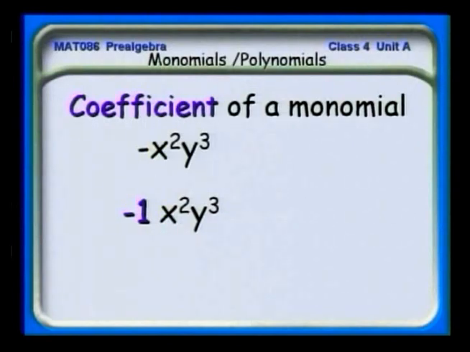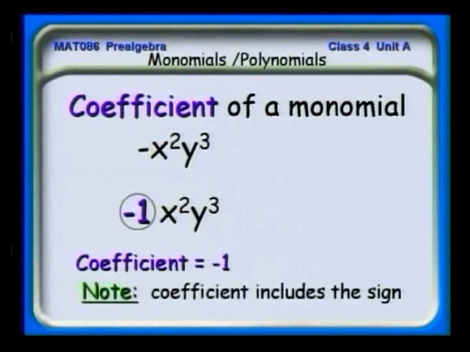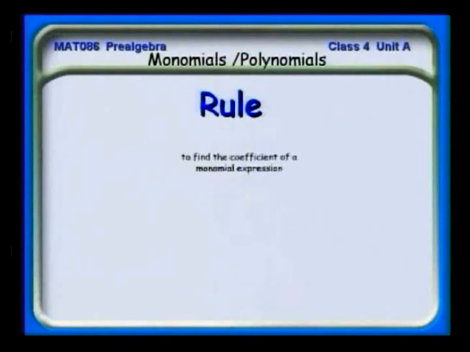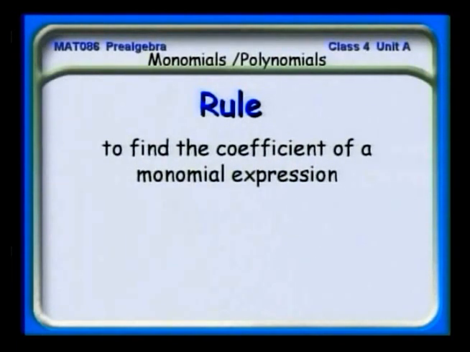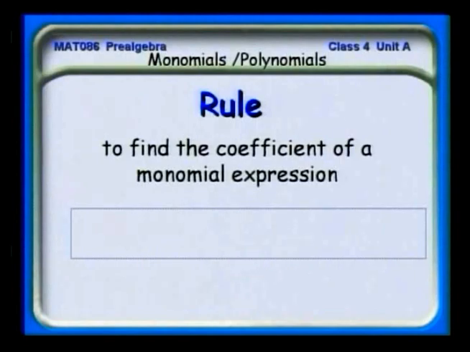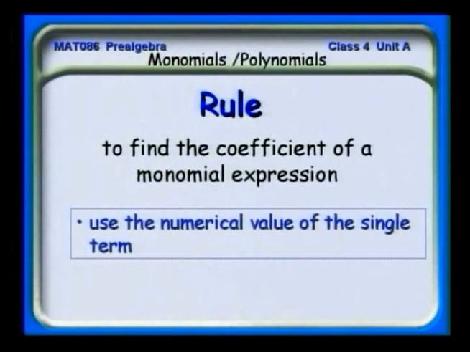So if you see a monomial with a minus sign in front of it, you can think that they're really talking about a -1 there, and so we can say that it has a coefficient of -1. Notice also that when you're dealing with monomials, the coefficient includes the sign. So if you see -5 x squared y cubed, -5 is the coefficient, not just 5. Another rule: to find the coefficient of a monomial expression, we use the numerical value of the single term.